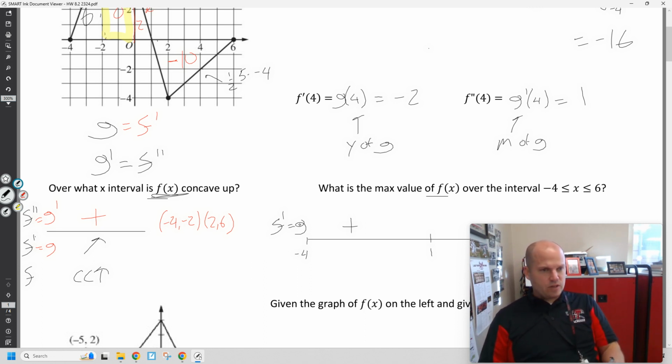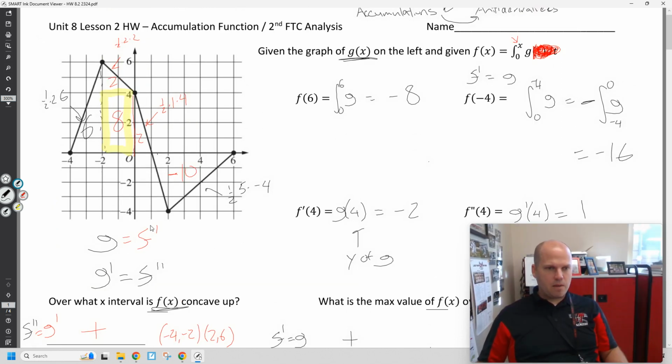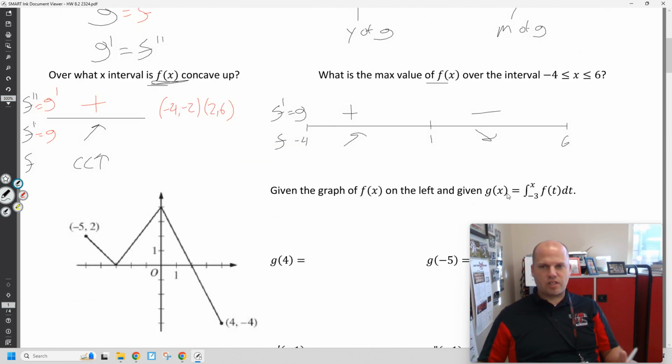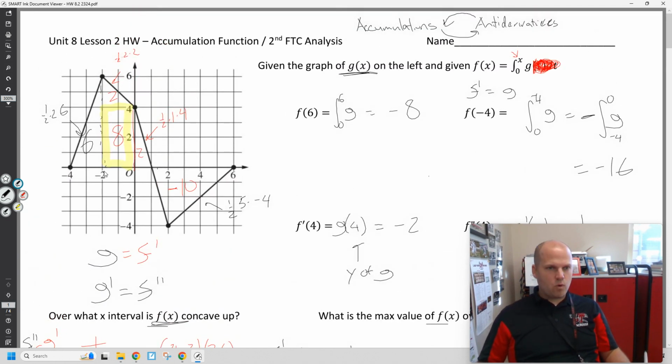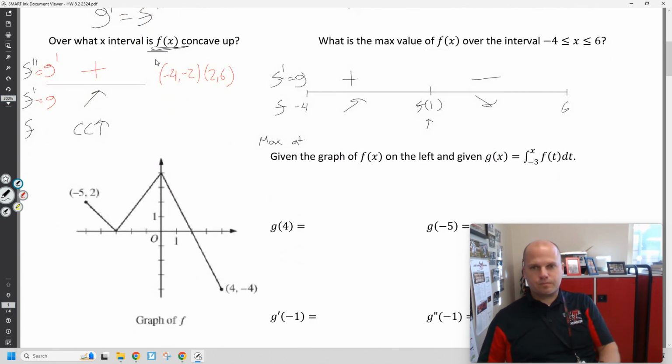F prime is positive. That means F is increasing, then decreasing. F prime is positive. G is positive. That means F is increasing, then decreasing. This must be the location of the max. Now, here's my justification. Max at, let's find the value, F of 1. F of 1 is the integral from 0 to 1, which is 2.